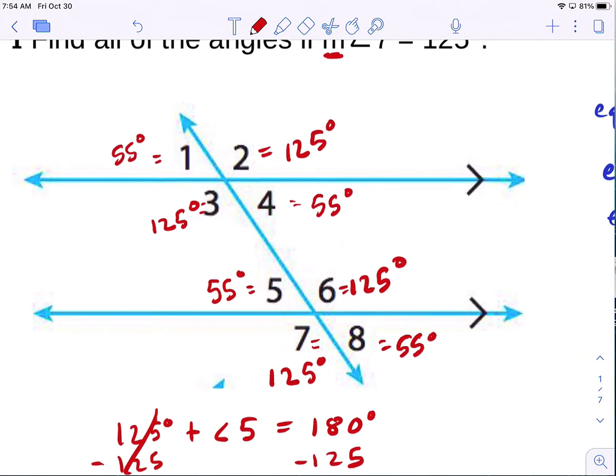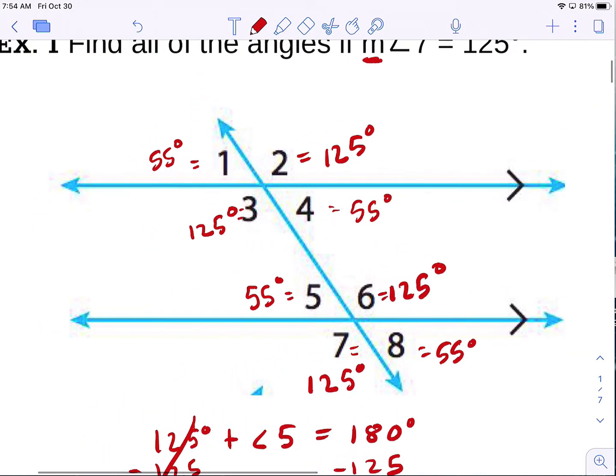Two other things that I wanted to point out that we didn't use. Any two angles, like right here, any two angles that are next to each other have to add up to 180 because they make a straight line. So angle 1 plus angle 2 I know is 180. And if you look at 55 and 125, that equals 180. Or angles 1 and 3. Any two angles that are next to each other that I'm highlighting right now are all examples of angles that would have to add up to 180 because they make a straight line.